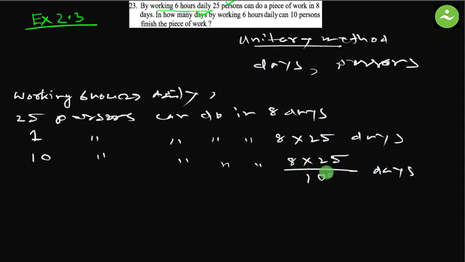Now we simplify. Divide both by 5. This is 5 and this is 2. Divide both by 2. This is 4 and this is 1. So 4 into 5 is 20, equals 20 days. The question was, in how many days by working 6 hours daily can 10 persons finish the piece of work? So working 6 hours daily, 10 persons can do the work in 20 days, and that is the answer.